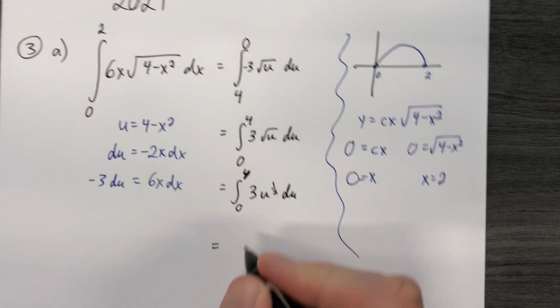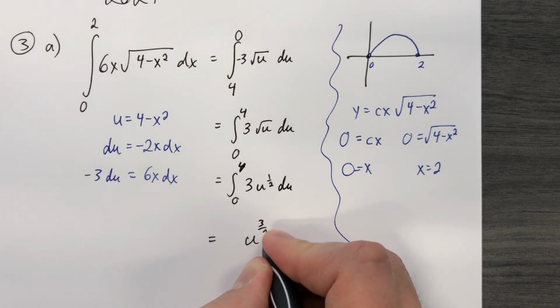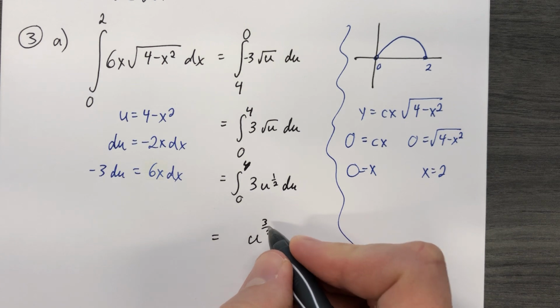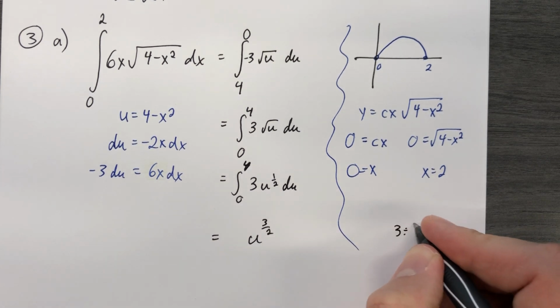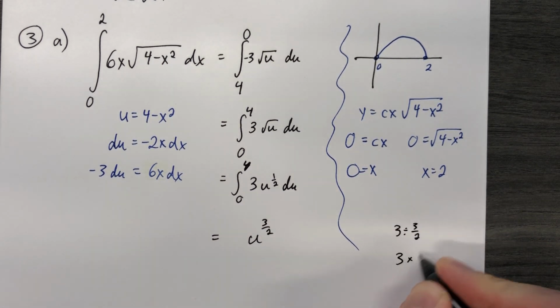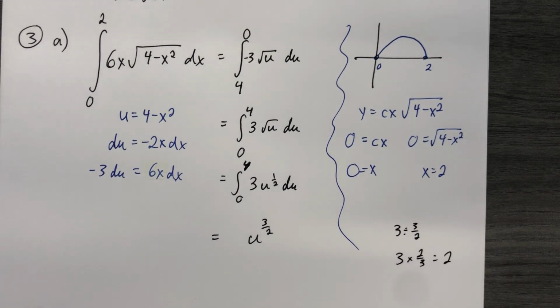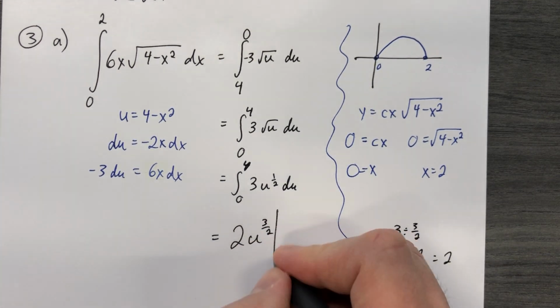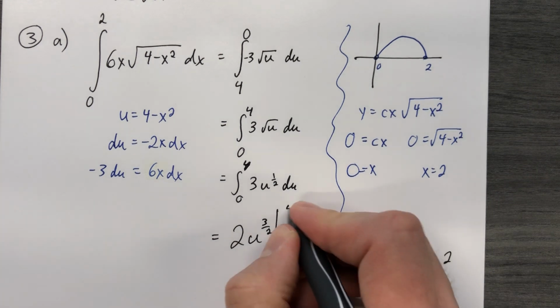We're ready to take an antiderivative. We're going to add 1 to that exponent. And then 3 divided by 3/2. Remember, this is calculator inactive. It's going to give me 2. So I have 2. There we go.